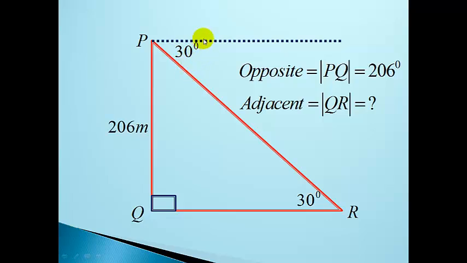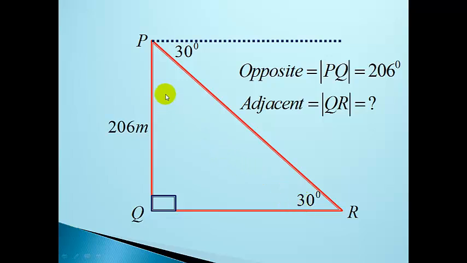Now, from the question, the angle of depression is equal to 30 degrees. Because this line from P is parallel to line QR, and we know that alternate angles are equal, that means that the angle of depression is equal to the angle at R, that is 30 degrees.